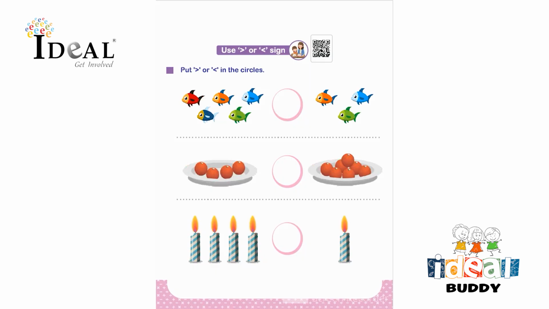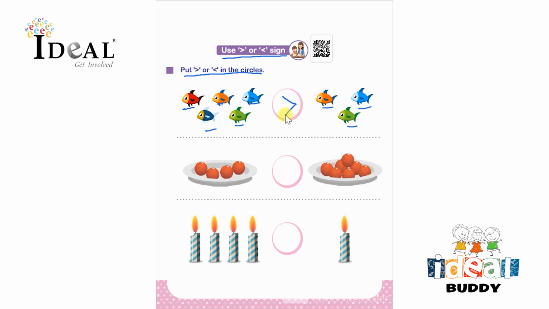Hello everyone. In this page, the child has to use the greater than or less than sign. So here they have to put greater than or less than sign in the circles for comparing the objects that are given over here. So here that is 1, 2, 3, 4, 5. There is 5 fish. Over here there are 1, 2, 3 fish. So 5 is greater than 3.